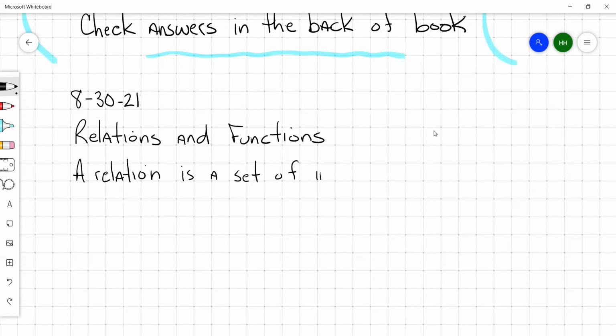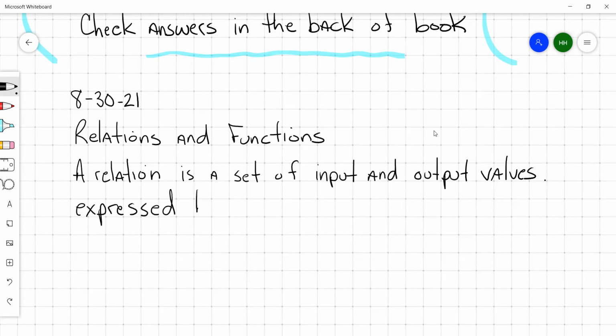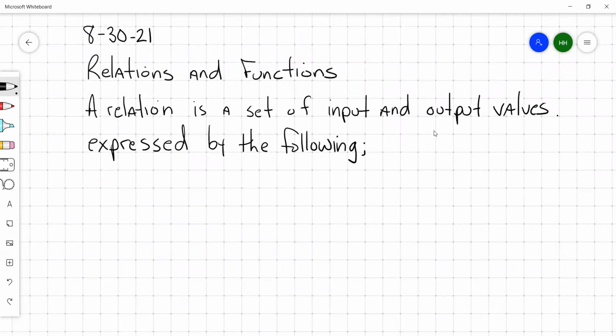A relation is a set of input and output values, expressed by the following. What you know them as is X's and Y's, all right? A relation can be expressed as an ordered pair, your X and Y values. You know, (2, 3), (-5, -6). Any set of input and output values can be called a relation.